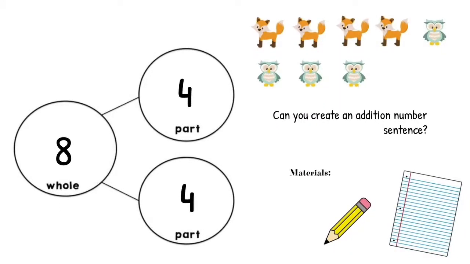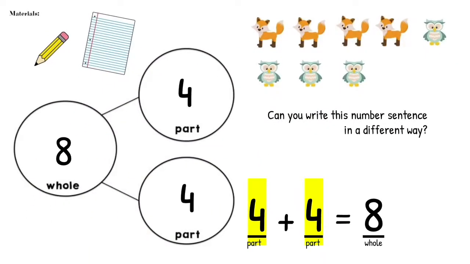Now looking at the picture of the woodland animals, do we have 4 foxes? And do we have 4 owls? 4 and 4 makes a total of 8. Can you create an addition number sentence to show this? Pause and press play when you're ready. 4 plus 4 equals 8.